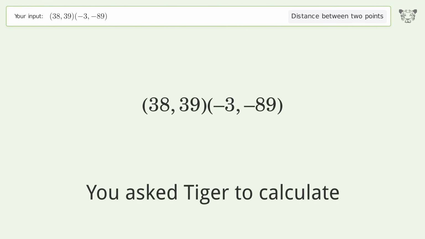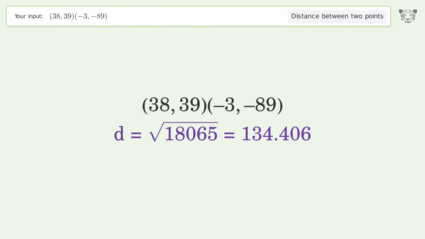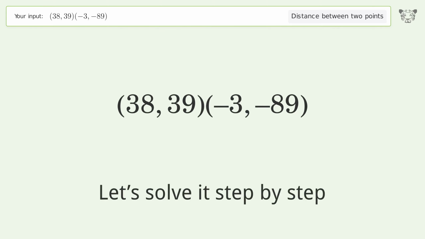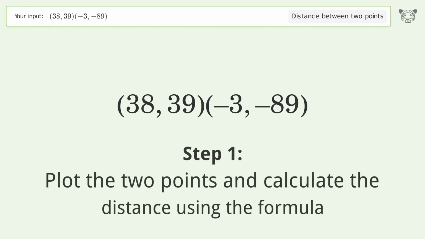You ask Tiger to calculate. This deals with the distance between 2 points. The distance between the 2 points is the square root of 18,065, or 134.406. Let's solve it step by step. Plot the 2 points and calculate the distance using the formula.